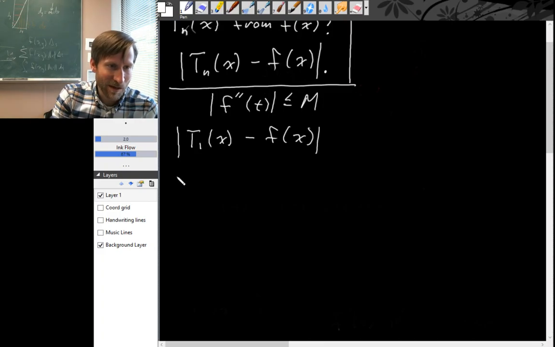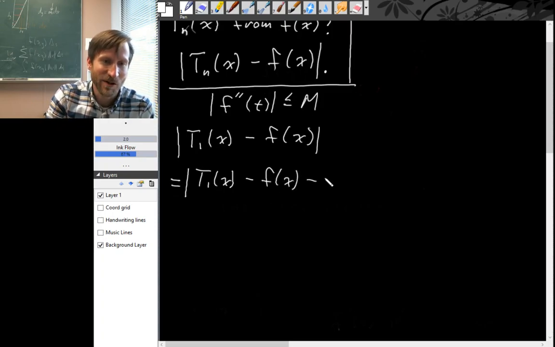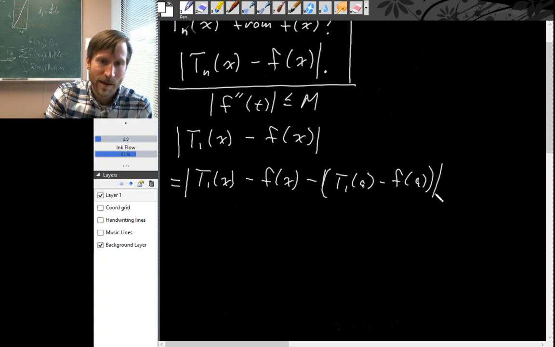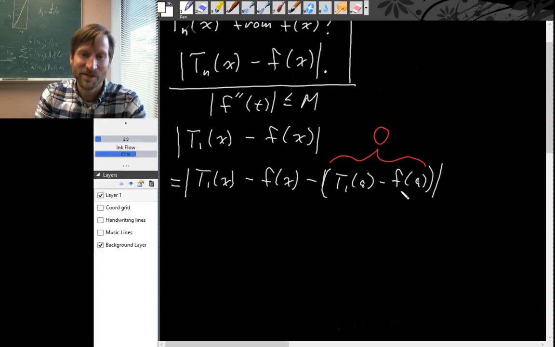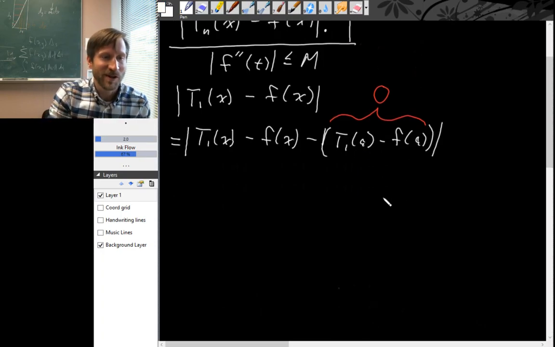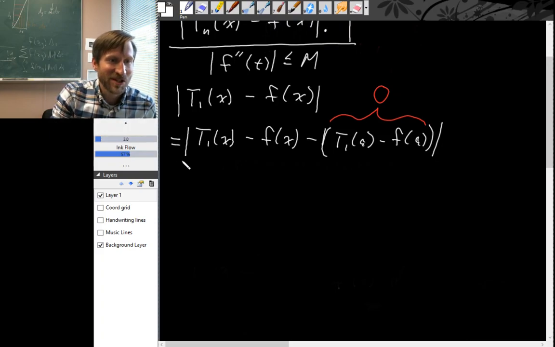So also just like before, we're going to start out by getting the base point in here. So this is exactly the first step as in the last video. We can write T sub 1 at the base point minus f at the base point. And that's because this stuff in the parentheses is really just 0, because the first Taylor polynomial and f agree at the base point.